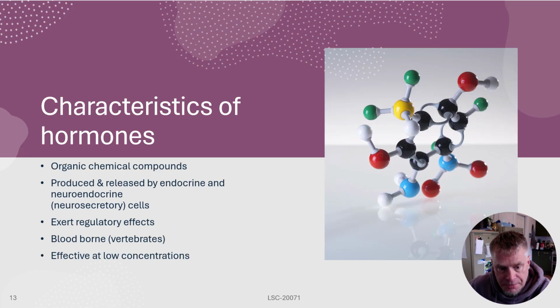General features of hormones. These are organic chemical compounds. Organic means they've got carbon in them. They're produced and released by endocrine and neuroendocrine neurosecretory cells. So that's a specialist one which has some links with the nervous system. And they exert regulatory effects. I think that's very apparent now after we've done our tour of what effects they're having. They're regulating various things within the body. They're blood-borne, so they're carried in the blood, and they can be effective at very low concentrations as well because they're signaling molecules. So you don't need a lot of it; it's just enough of it to be detected.